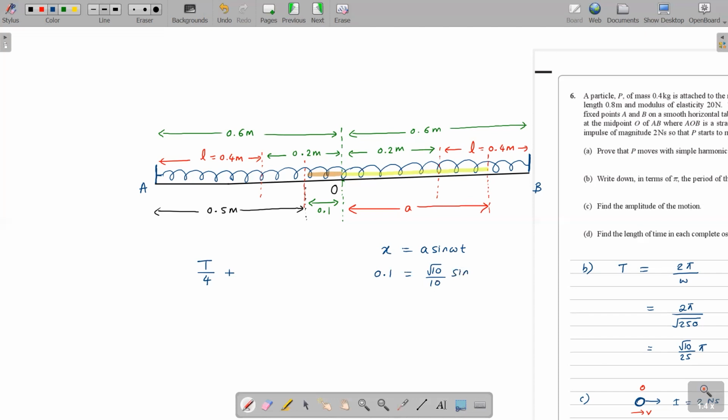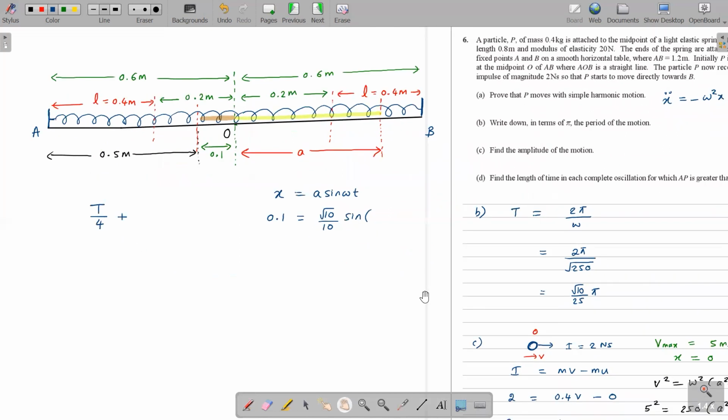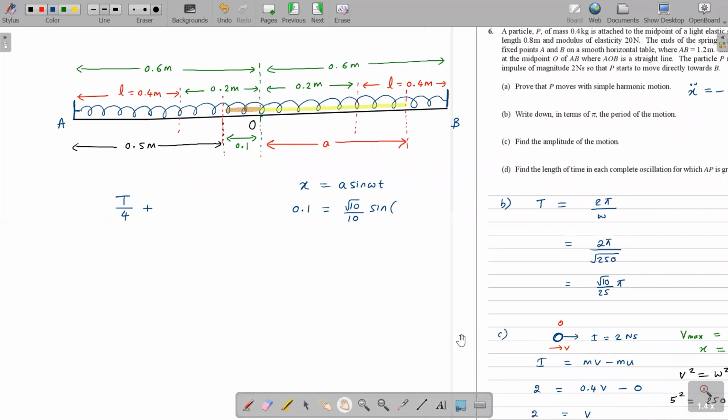Use the exact figure. Sine omega. Omega was root 250, which was how much? 5 root 10. Sine omega t is the t1. So let's simplify. This is 0.1 into 10. 0.1 into 10 divided by root 10 equals sine 5 root 10 t1. Are you with me? So how much is 0.1 into 10 divided by root 10? Root 10 over 10.